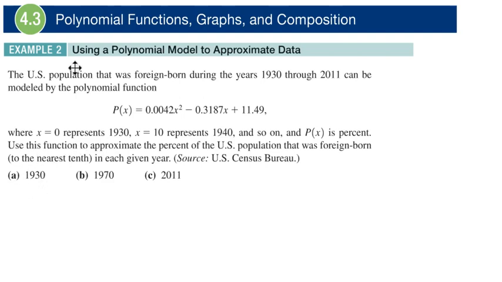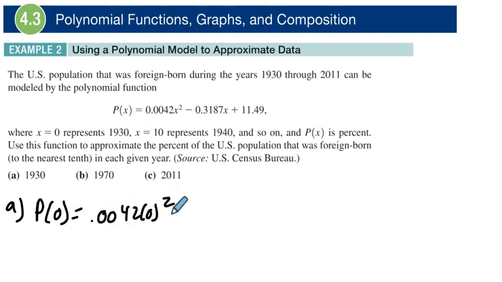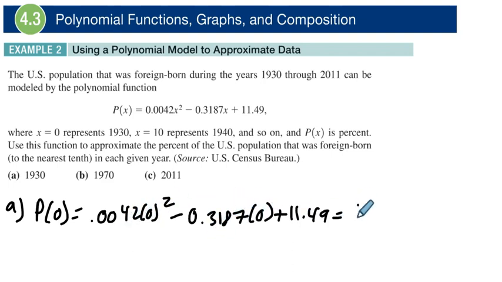All right, so let's start with the first one, 1930. If you want to calculate what that percentage was, just plug in 0 right here. So we're going to do P of 0. Just plug in 0 right here: 0.0042 times 0 squared minus 0.3187 times 0 plus 11.49. The good news is that this is all 0 and this is all 0, right? 0 squared is 0 times 0 is 0, and this decimal times 0 is 0. So this is just going to be 11.49.